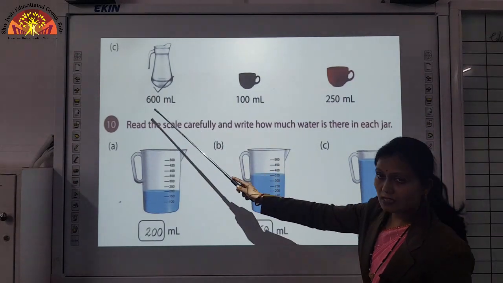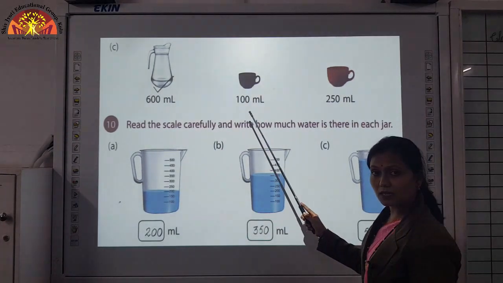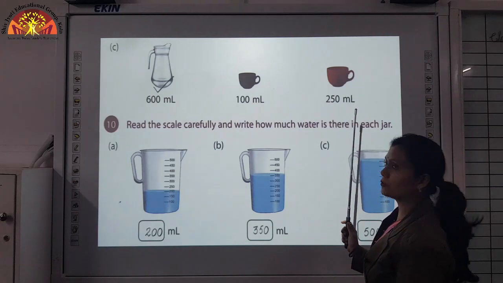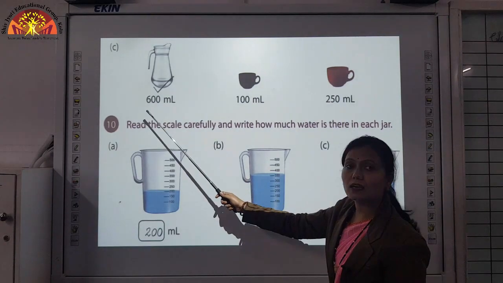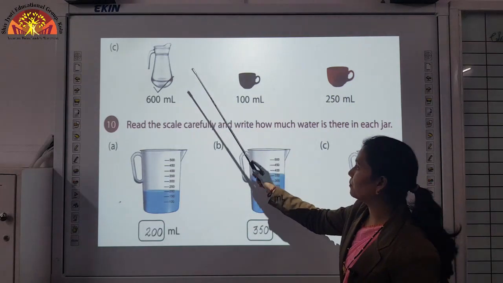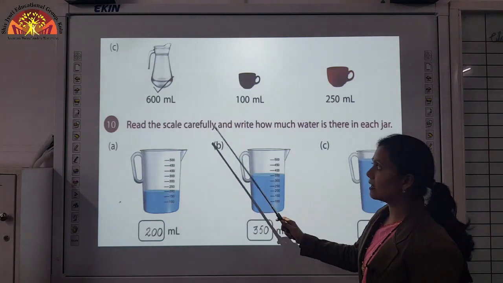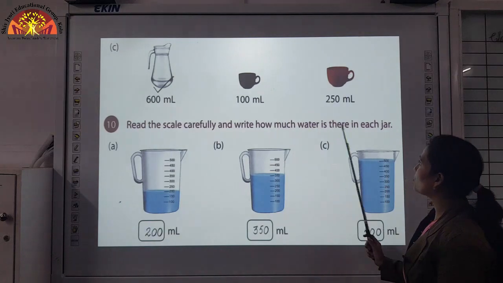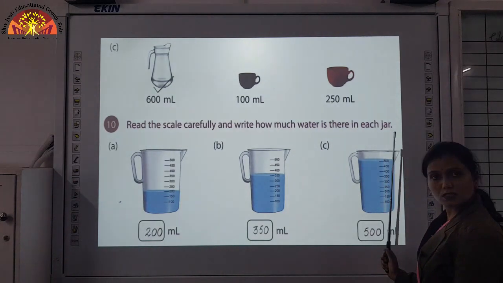C. 600 milliliter, 100 milliliter and 250 milliliter. Here 600 milliliter has more capacity. So we will take this one. Next, read the scale carefully and write how much water is there in each jar.